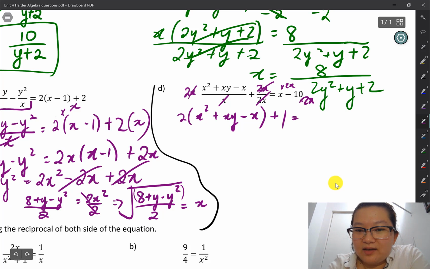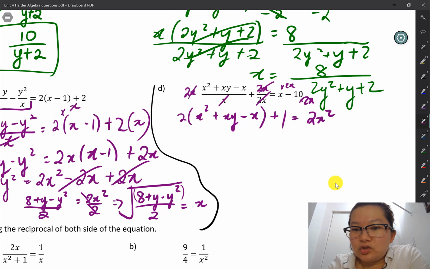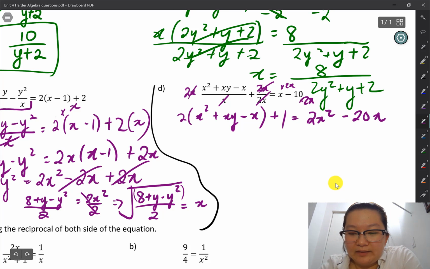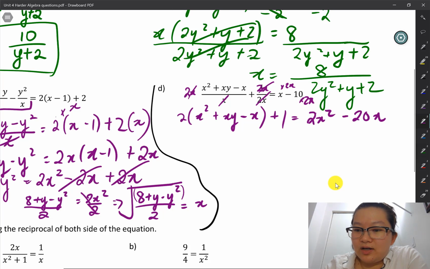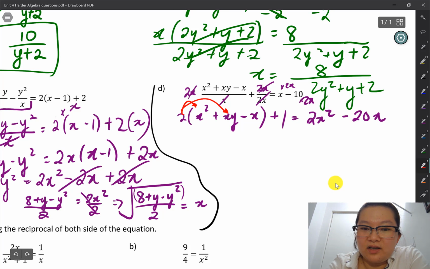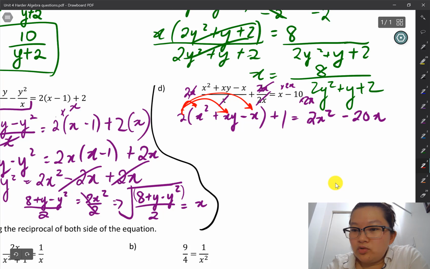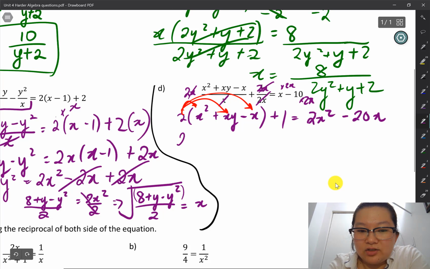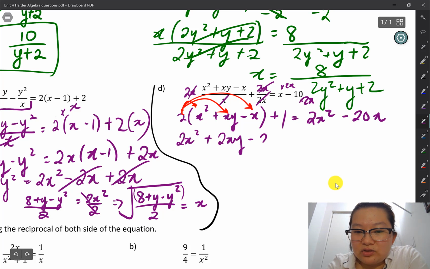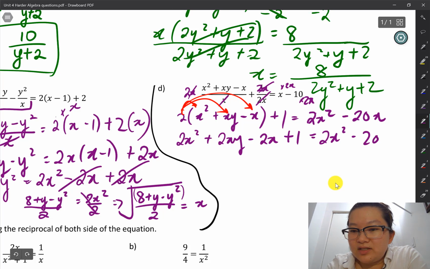On this other side, I have x times 2x, so that's just 2x squared, minus 10 times 2x, which is 20x, minus 20x. Okay, next up we're going to do a bit of distributing. So I'm going to distribute the 2 inside these brackets. I get 2x squared plus 2xy minus 2x. Then I copy everything else down. Plus 1 equals 2x squared minus 20x.